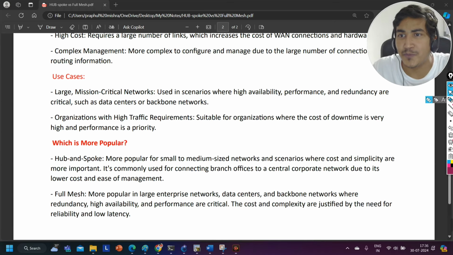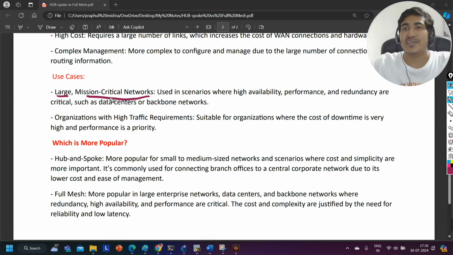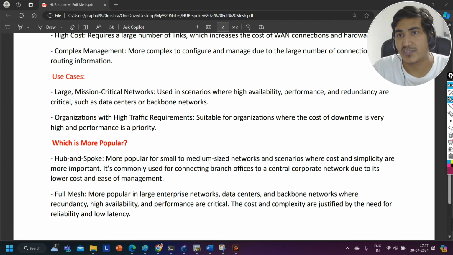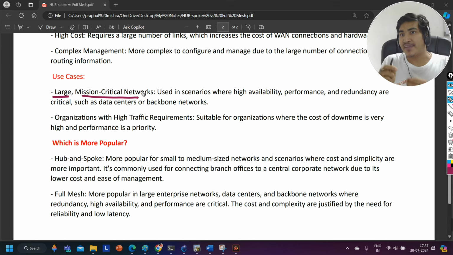Then the use case where we will use full mesh topology: large and mission critical networks. In large enterprise networks, in the production network, we are going to use this network topology type, full mesh. So if my network size is large, then full mesh. If network size is small, then hub and spoke. So large and mission critical networks, for critical services like Netflix, YouTube. SpiceJet needs always what? Reliability. Air India, Amazon, YouTube.